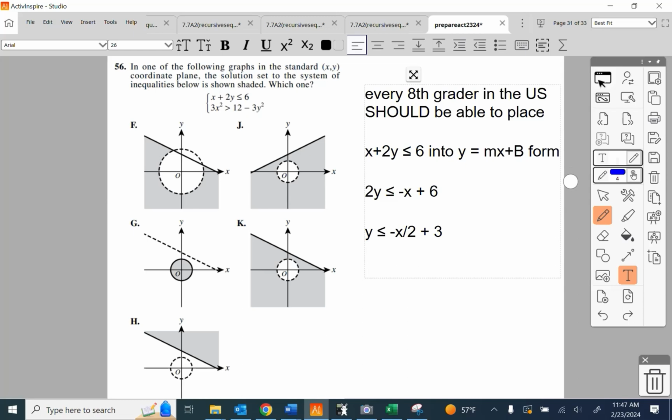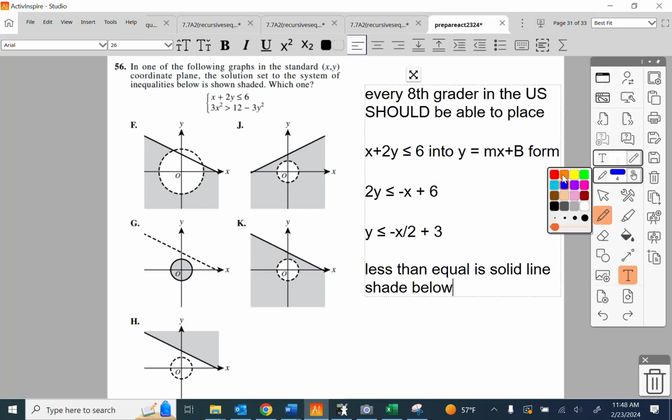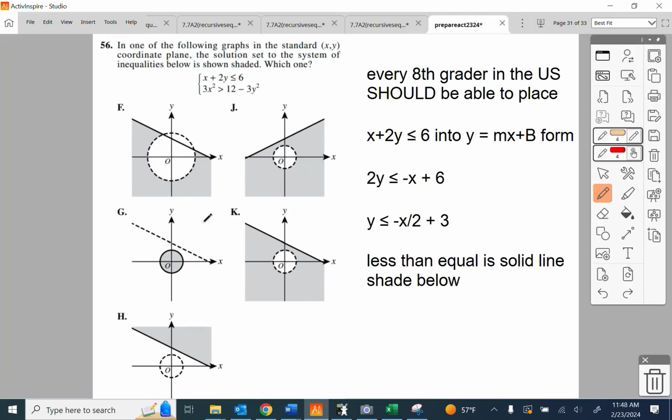Now, the big thing on this is I see the inequality symbol, that less than or equal to symbol, is a solid line. And since it's less than or equal to, I shade below. So what does that do for me? That takes two of the choices off the menu. It has to be solid. And again, these are 8th grade math standards that I'm addressing right now. That one's gone. Shading below, that one's gone. You went from a 1 in 5 to a 1 in 3.